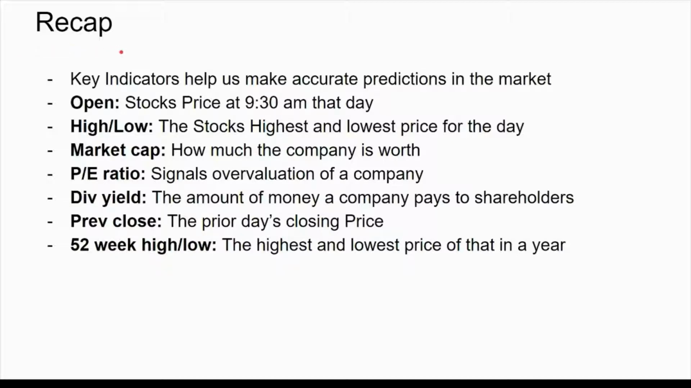So a quick recap. We now know that key indicators help us make accurate predictions in the market rather than having to invest our money in an index fund. Open shows you the stock's price at 9:30 a.m. of that day. The high and the low shows you the stock's highest and lowest price for that day. Market cap signals how much the company is worth, so the valuation of the company.